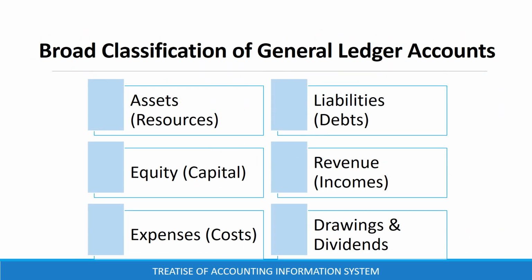General ledger accounts are broadly classified into six, that is, assets, liabilities, equity, revenue, expenses, drawings, and dividends. The detailed classification of general ledger accounts is covered in our video on elements of accounting information.